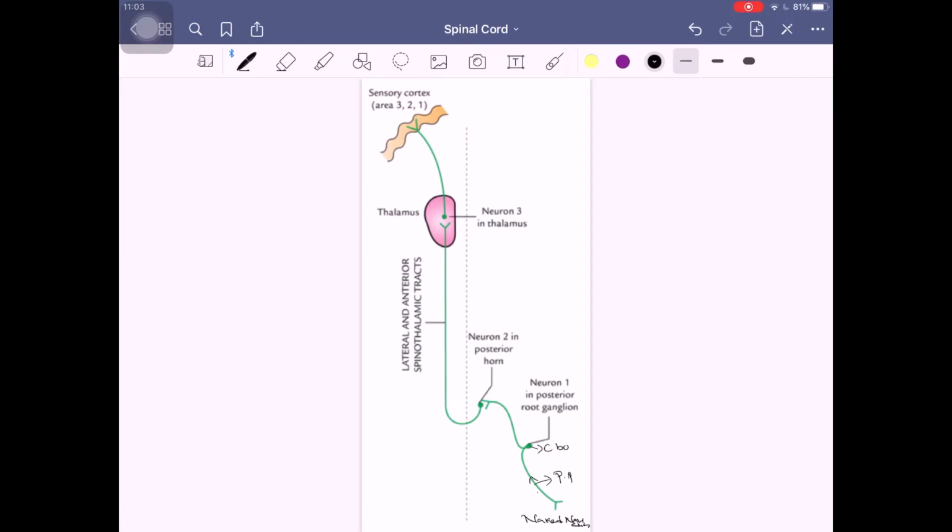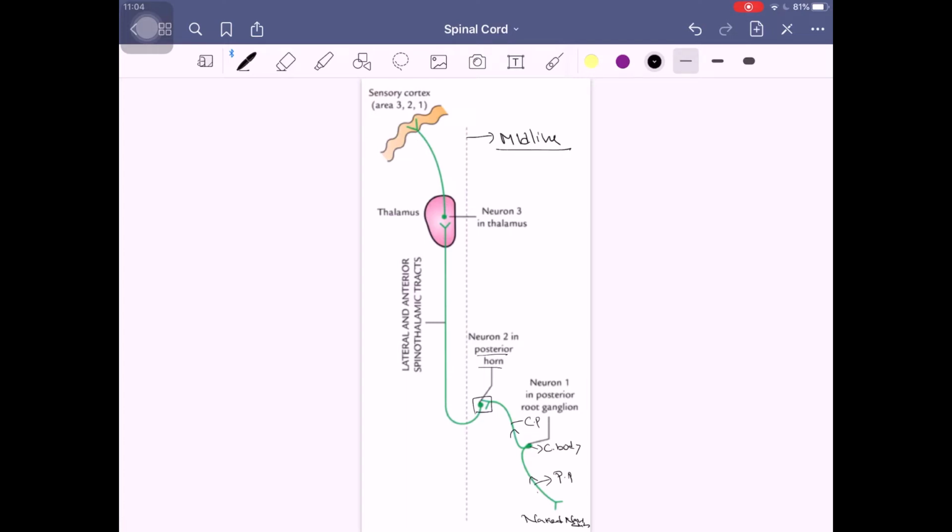And here is the cell body of your dorsal ganglion, and from here this is your central process. Information goes, and this part has entered the spinal cord in the posterior horn. Here it is coming in and synapsing over here in the posterior horn. You can see the posterior horn of the spinal cord. This is where the synapse happens and the information is given.